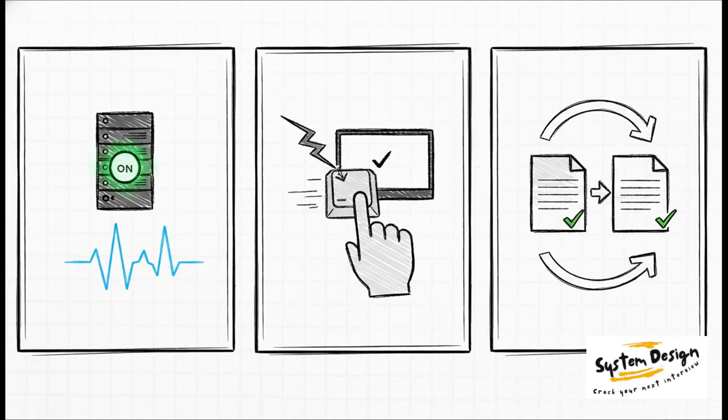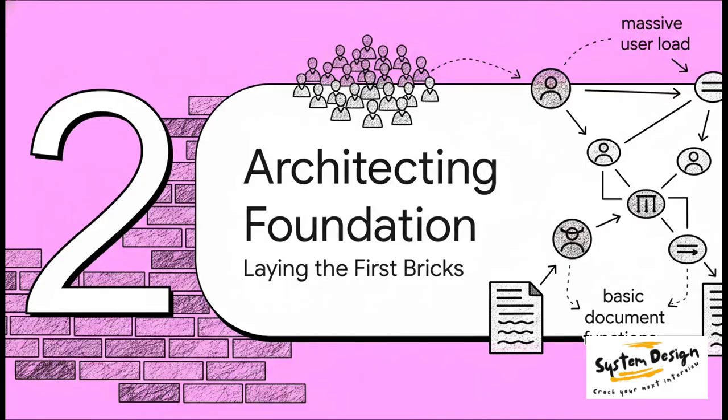This trade-off is the secret sauce. We're prioritizing speed and uptime over perfect, instantaneous sync. And that's what makes the whole thing possible at scale. Okay, on to part 2, architecting the foundation. Let's start laying the first bricks and see how we handle all that traffic and the basic stuff.